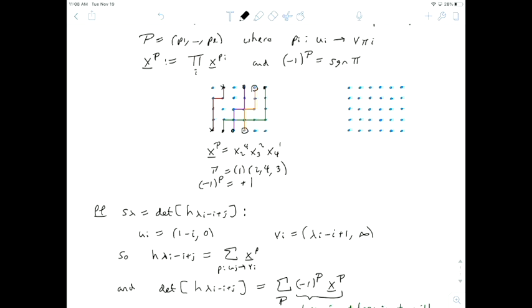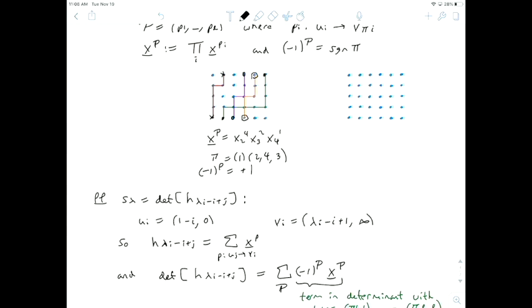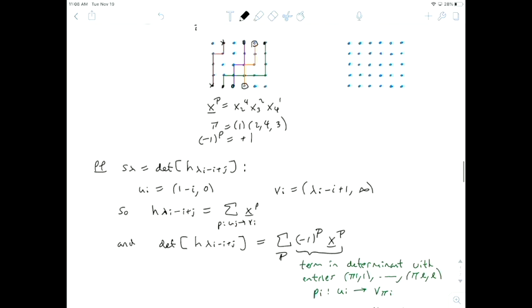Okay? So then the determinant, just by the formula you know for the determinant, is going to be an alternating sum of all these tuples of L paths going from u_i to v_π(i). Just by definition, by construction, it is just that. Because a term in the determinant with entries π(1),1 up to π(L),L is going to be exactly the tuple of paths where path i goes from u_i to v_π(i). Okay, so it's set up so that it's exactly the thing I had before.